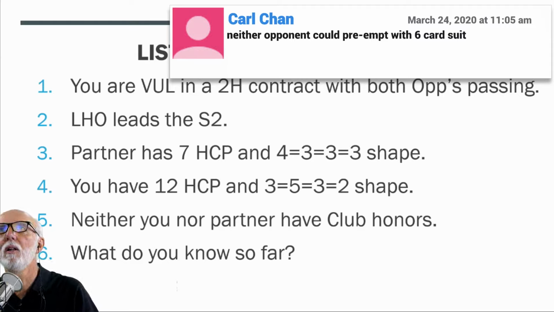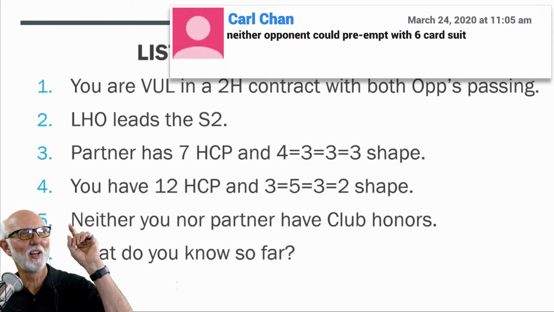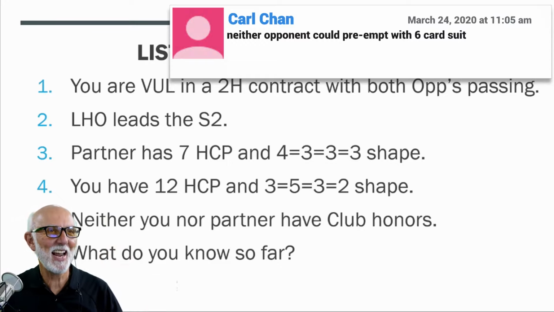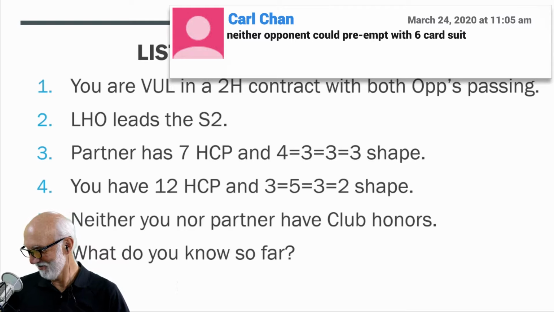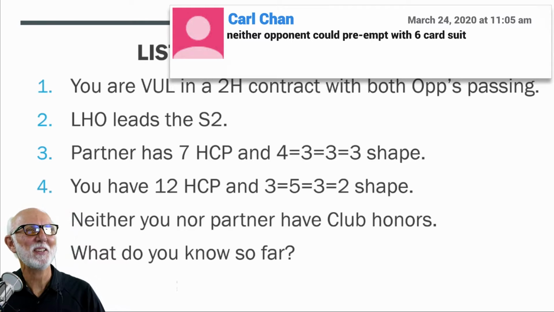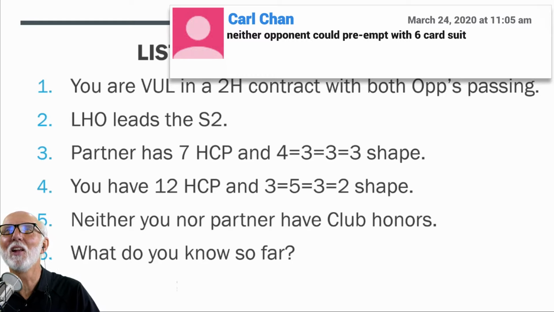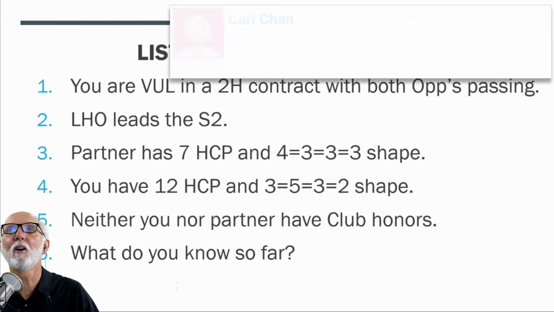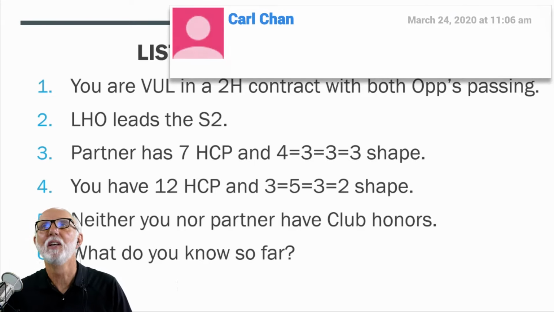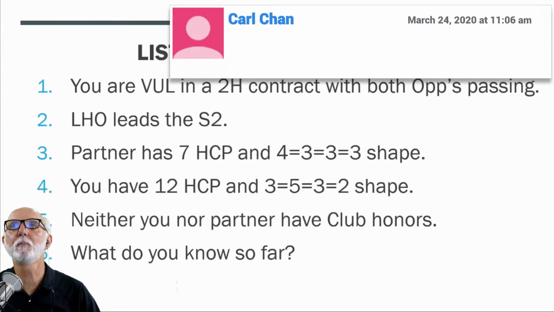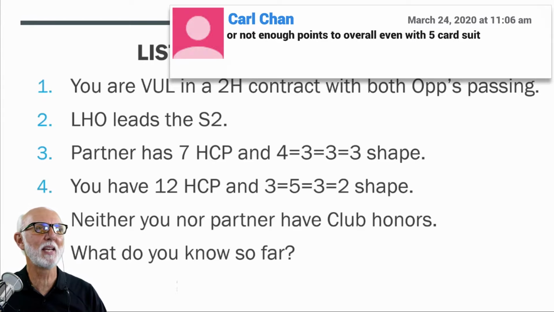Here, Carl is saying neither opponent could preempt with a 6-card suit. Awesome job, Carl. Yeah, so we... Wow. Yes, baby. So that was a good one, Carl. And I'm going to see some others coming there. Not enough points to overcall with a 5-card suit, Carl says. Yes, they didn't have a 5-card suit to overcall, says Patricia. Yeah, you got some good comments coming in.